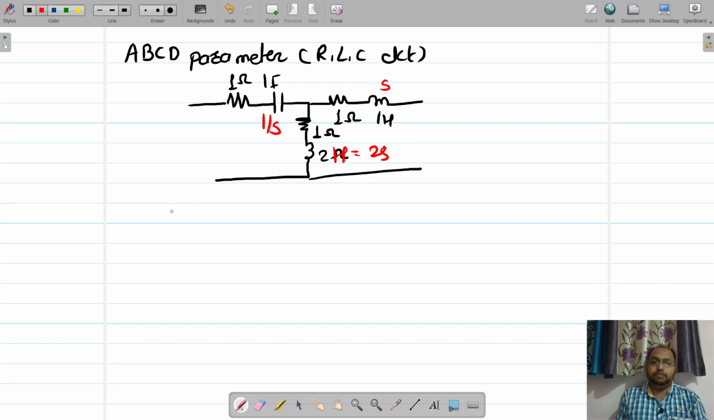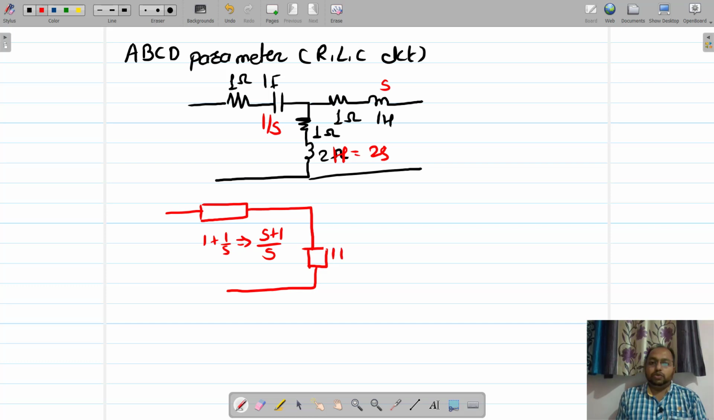Okay, so therefore 1 plus 1 by s is going to become s plus 1 divided by s, right? Then this is going to become 1 plus 2s, 1 plus 2s, and finally it is going to become 1 plus s, or it can be written as s plus 1, no problem. Okay, so this is our first step.